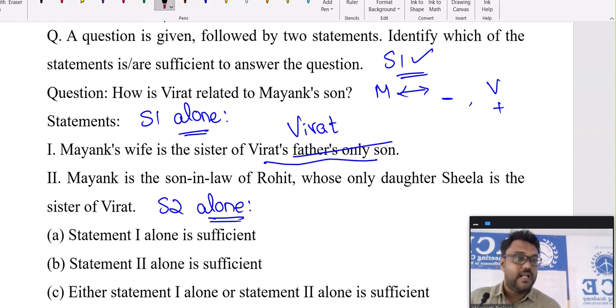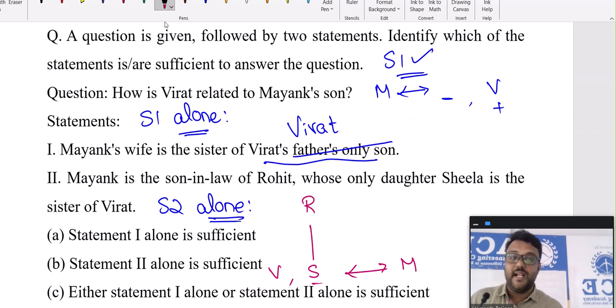Daughter, husband. Rohit is having a daughter. Rohit, whose only daughter? Sheila. So Rohit's only daughter is Sheila. Sheila's husband is Mayank. Sheila is the sister of Virat.